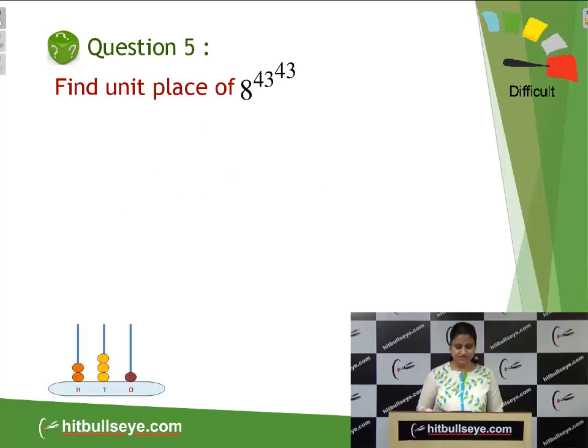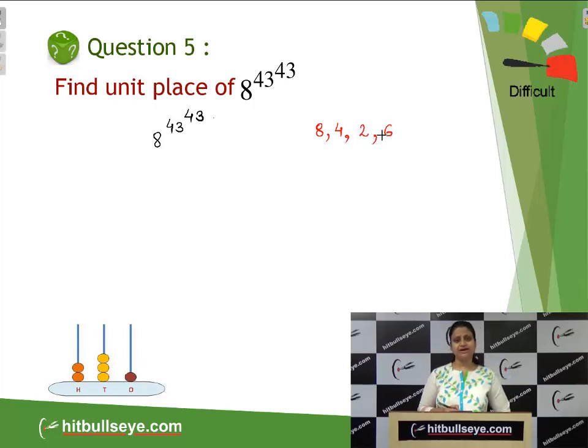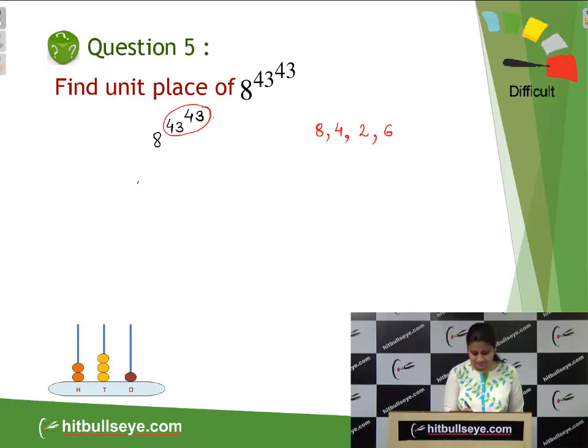Let us move to the next question. It says 8 raised to power 43 raised to power 43. Before solving this power, let us write the cycle for 8. The cycle of 8 is 8, 4, 2, 6. Once again we are getting a cycle of 4. So simply we will take the power, which is 43 raised to power 43, divide it by 4, and we want to know the remainder.